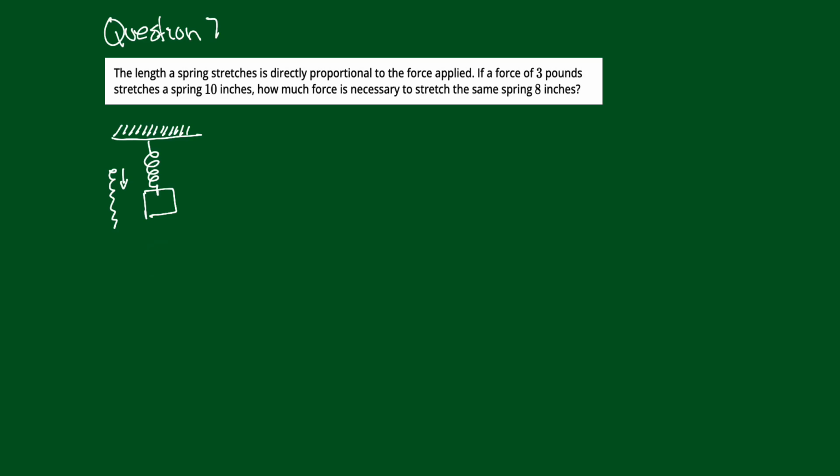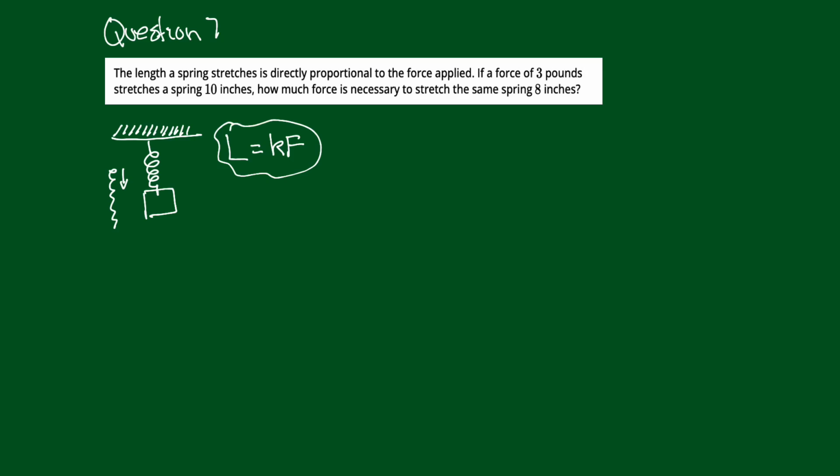So now let's write our general variation equation. We are told that the length it stretches is directly proportional. I don't see the word inverse, so no fractions. Proportional means variation. Directly proportional to the force. There's the force. So that is our general variation equation.